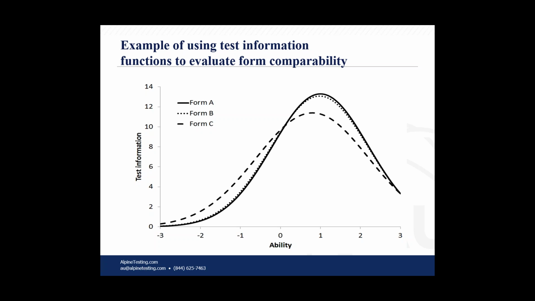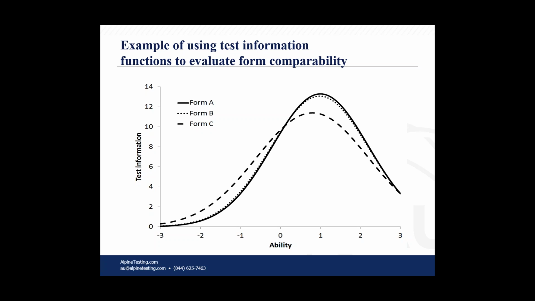Test information functions show how the difficulty of the assessment is spread across the range of performances. In this case, we can see most of the items for forms A and B, because of the difficulty of the items, are giving the most information in the mid to upper ability range. So in other words, we don't have a lot of easy items on this assessment. And that's probably important for an exam like a licensure exam, where you have a fairly high ability population.